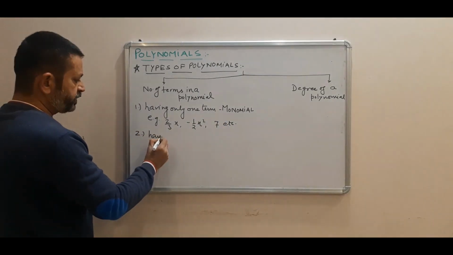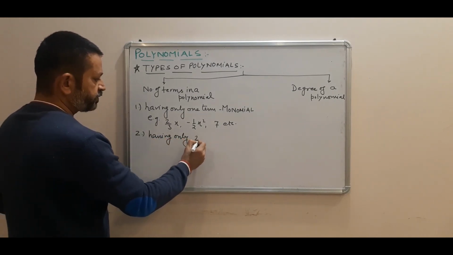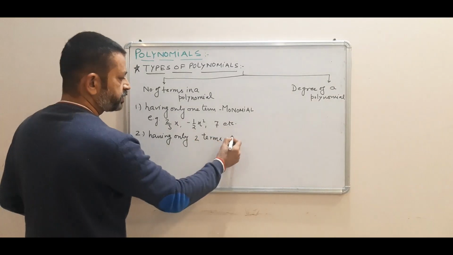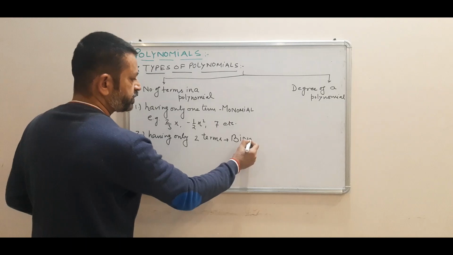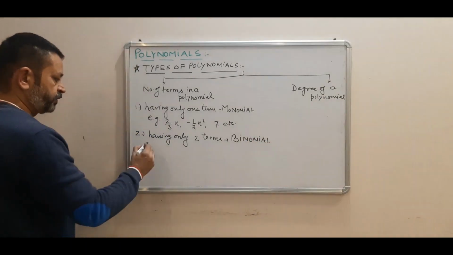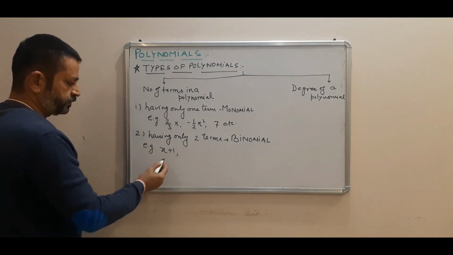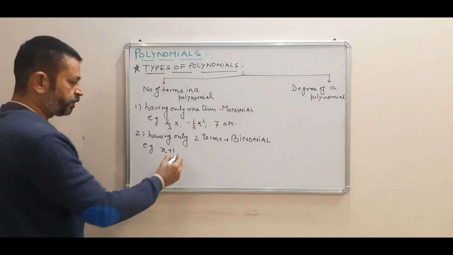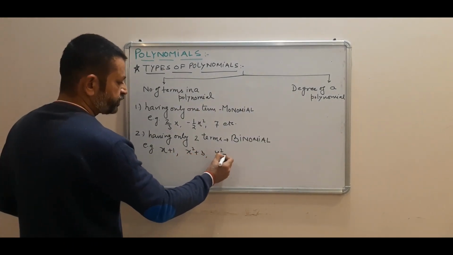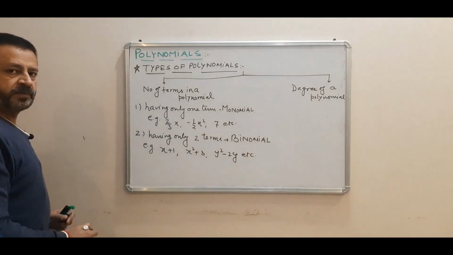Then the polynomials having only two terms are known as binomials. For example, x plus 1, two terms are there, so it's a binomial. x square plus 3, y square minus 2y, etc. These all are examples of binomials.